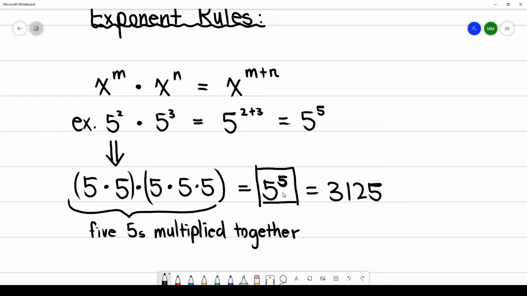But since this is quite a big number already, oftentimes we just leave the answer at this. So if I ask you what's 5 to the 2 times 5 to the 3, I don't need the 3,125. I only need 5 to the 5. That's all I need.